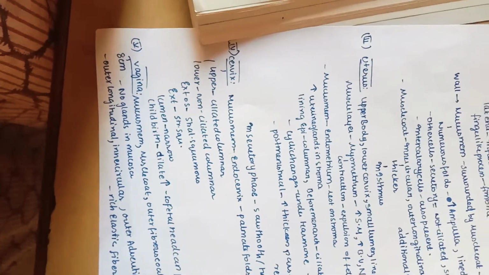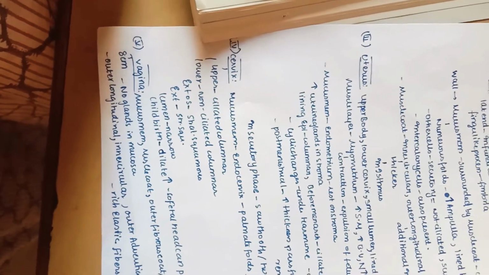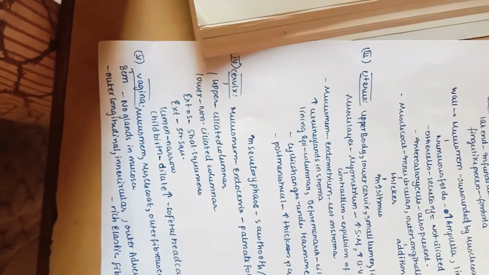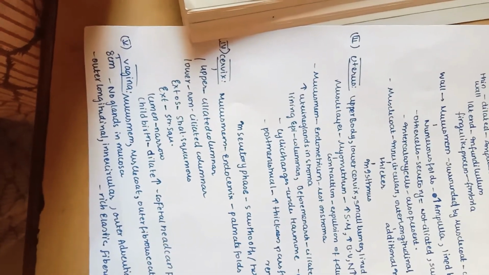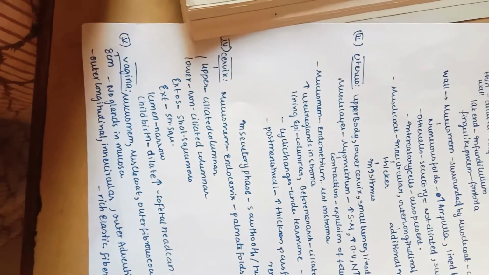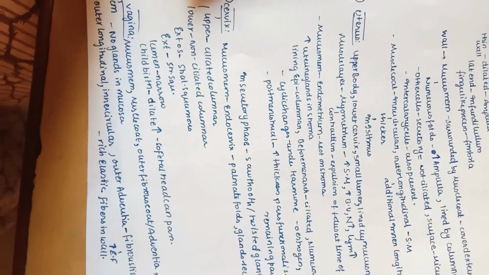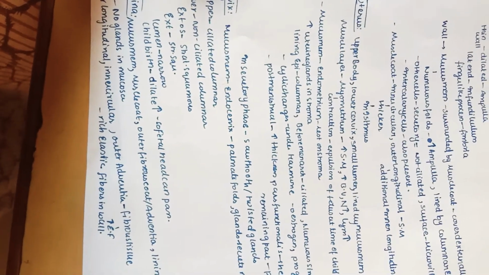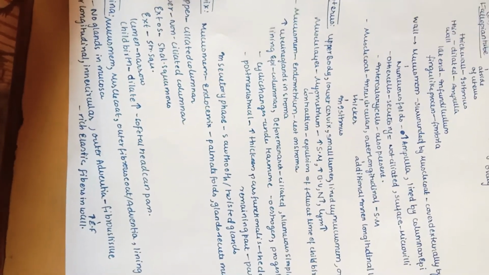Why is the upper part ciliated columnar? It is similar to the vagina. The lower part is non-ciliated columnar, and the external os is stratified squamous, and the lumen is narrow. At childbirth it gets dilated more, because it needs to pass the head of the fetus out of the body. So next, vagina. There is nothing more about the cervix, so let's check out the vagina.